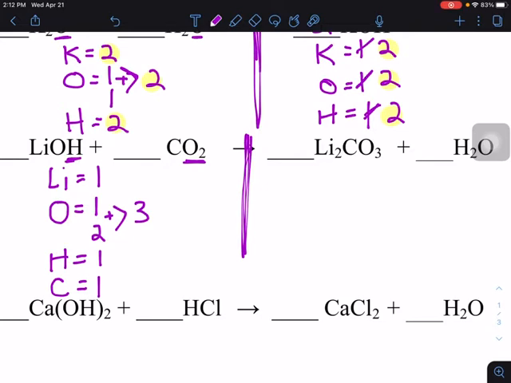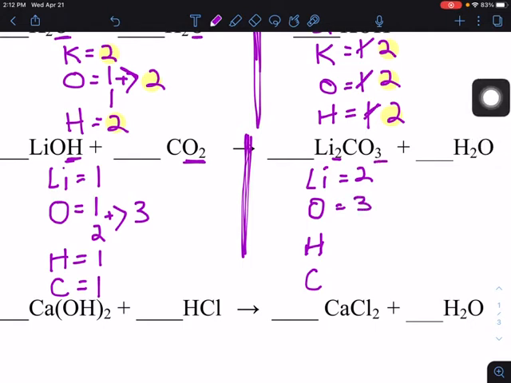On the right-hand side, we have lithium. I'll put them in order here: oxygen, hydrogen, and carbon. Here we have 2 lithium. We have oxygen, we have 3 of them here, and we have another 1 right here, so a total of 4. Hydrogen, we have 2. And carbon, we have 1.